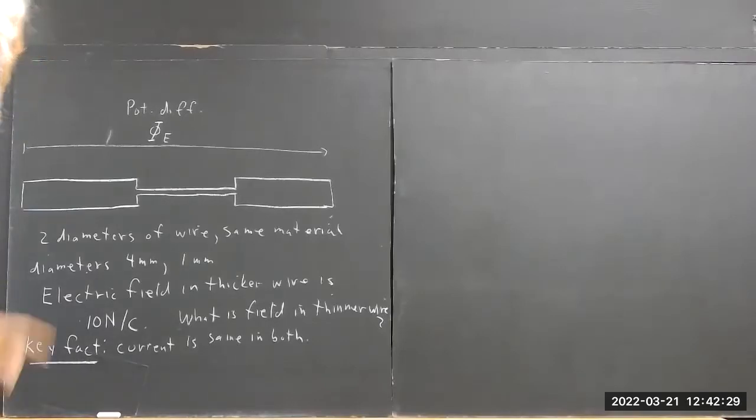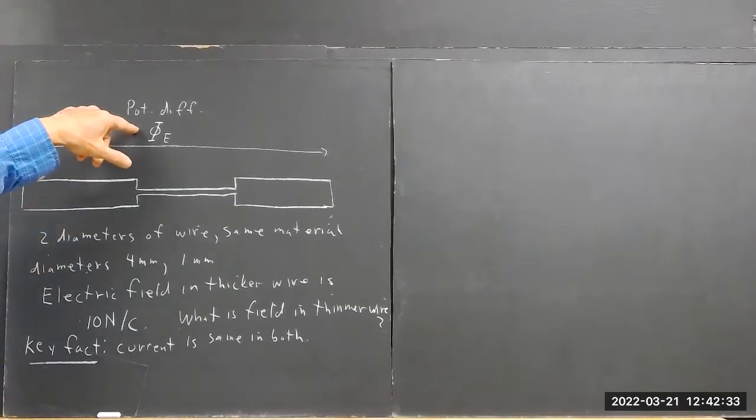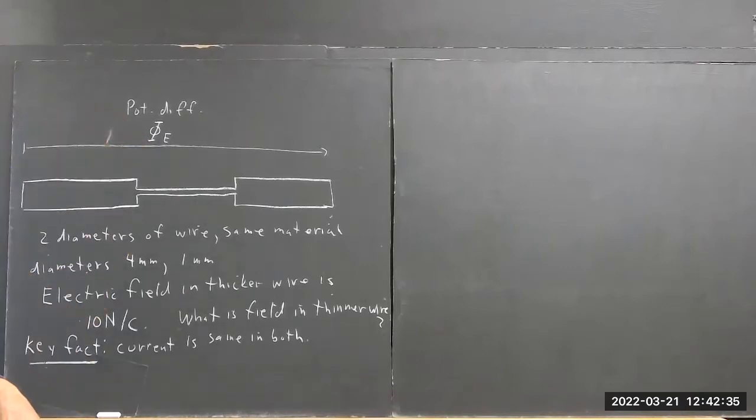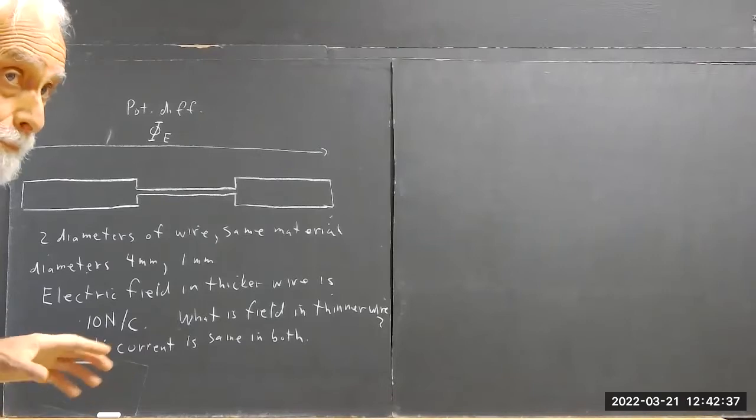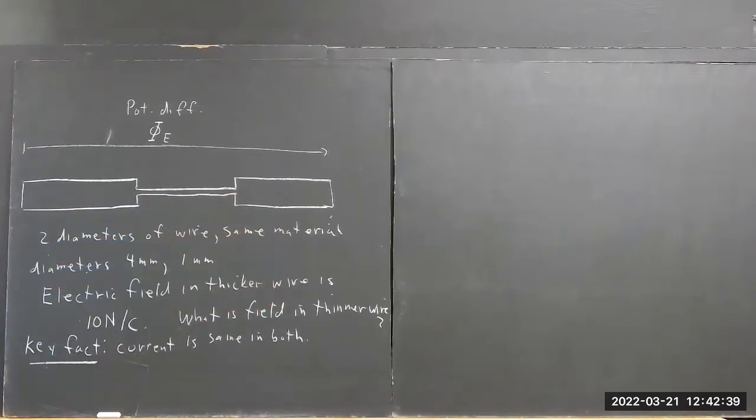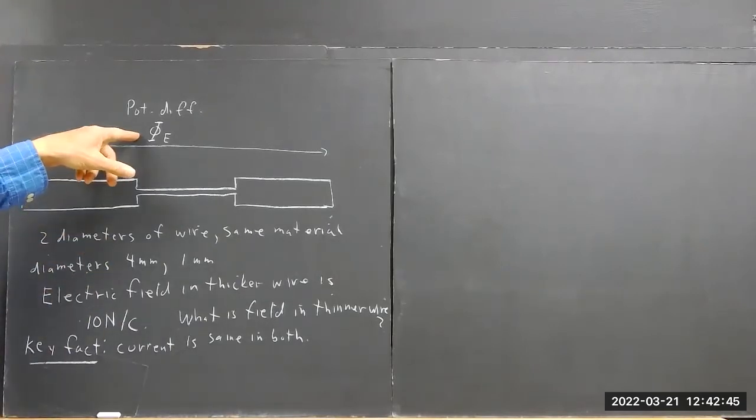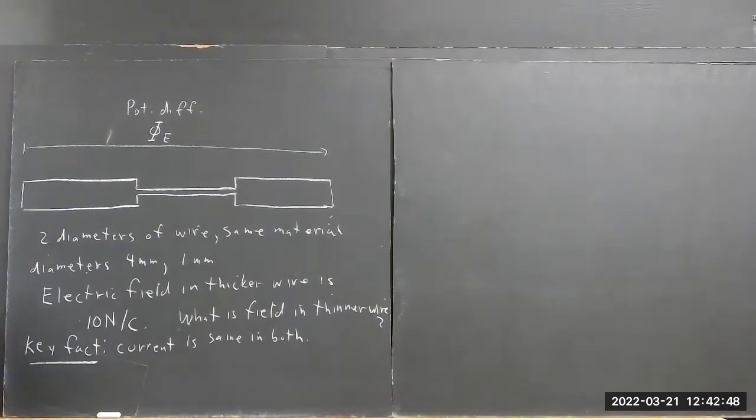No, it's supposed to be a problem. The potential difference between here and here is phi sub e. We don't care what it is. Okay, I mean, yeah, maybe we do, but not in this case. Maybe it's 10 volts. Maybe it's 10,000 volts. Doesn't matter to answer the question.